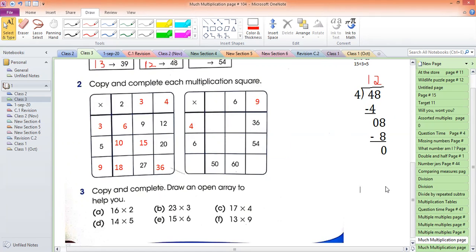Okay. Now, you know this number and you know this number. You can also write 4 multiplied by 6 equals to? 24. 4 multiplied by 6 equals to 24. So you will write here 24.